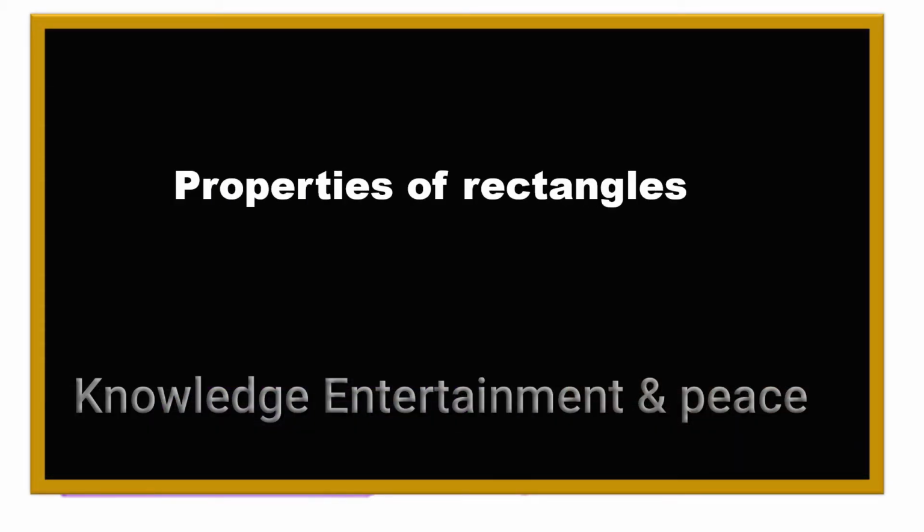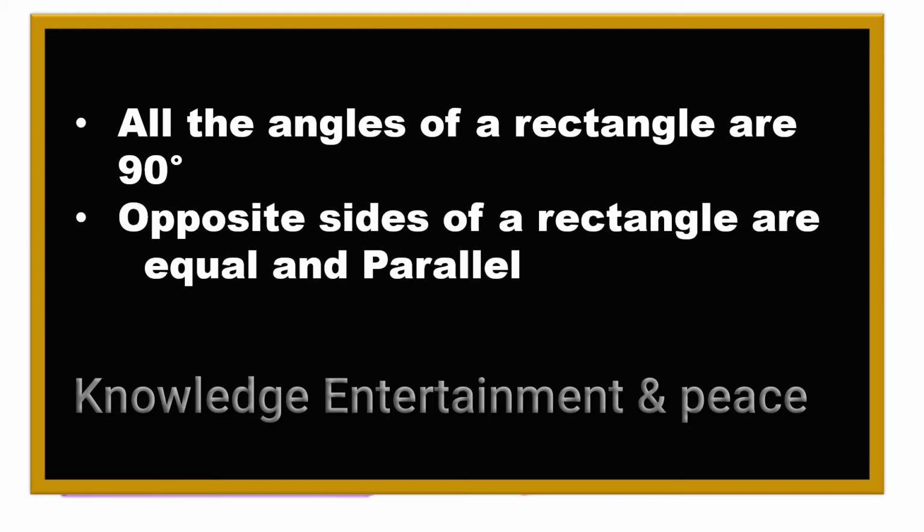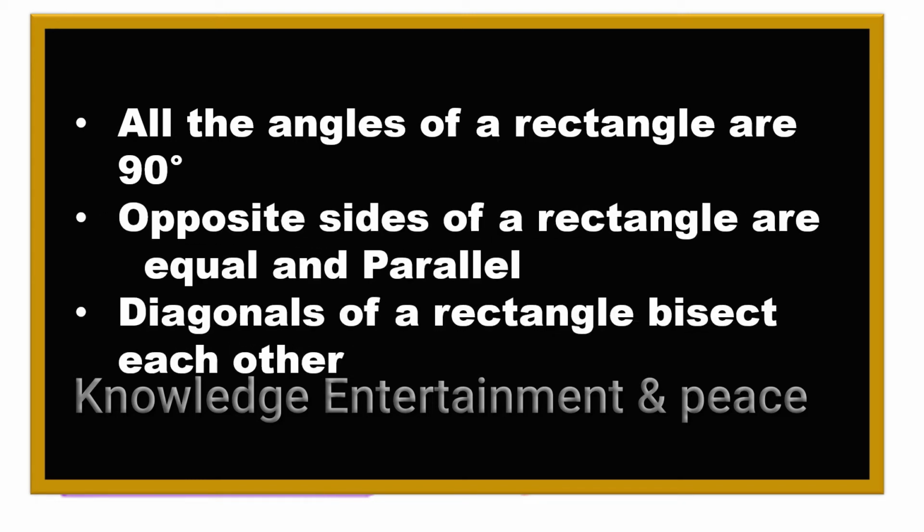Next are the properties of rectangles. A rectangle has three properties. All the angles of a rectangle are 90 degrees. Opposite sides of a rectangle are equal and parallel. Diagonals of a rectangle bisect each other.